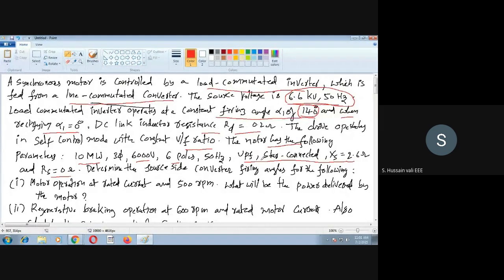Okay, so at the end, the question you need to answer here is: you have to find out the source side converter firing angle. So some data he has given. It's always better that we start with the question. The question is that you have to find out the source side firing angle. Then how do we proceed here?